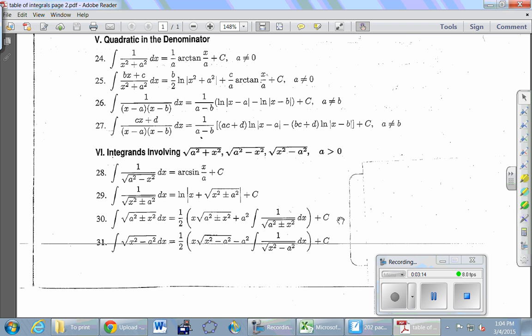And then down here, number 28. This 1 over a squared minus x squared. So arc sine I can buy. I don't know if you have that one memorized, but the arc sine came from 1 over the square root of 1 minus x squared. So it's basically that formula. But then somehow when it becomes an a instead of a 1, it becomes x over a. And we'll talk about why that happens today too.